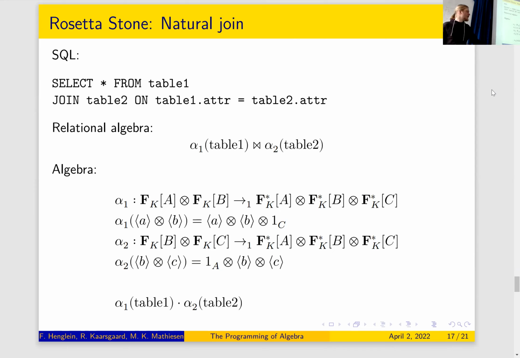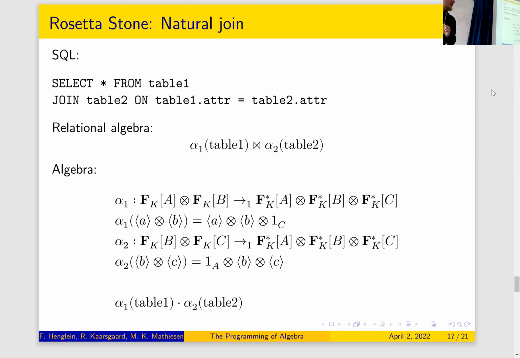And then in practice, what it will do is all the A's will be kept because they just match the 1, and the C's will be kept because they match the 1, but the B's will be compared. And we'll only keep the ones where the B's match. And this way we get the same behavior.